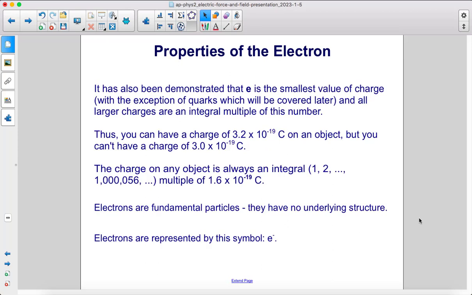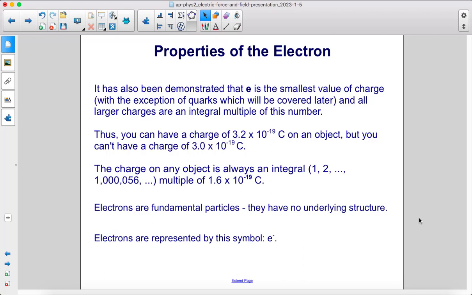It has also been demonstrated that e is the smallest value of charge, with the exception of quarks, which will be covered later, and all larger charges are an integral multiple of this number. Thus, you can have a charge of 3.2 times 10^-19 coulombs on an object, but you can't have a charge of 3.0 times 10^-19 coulombs. The charge on any object is always an integral multiple of 1.6 times 10^-19.